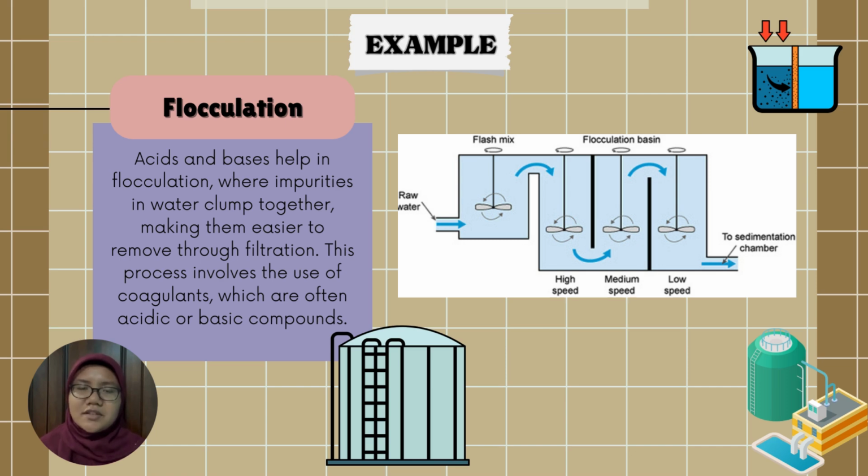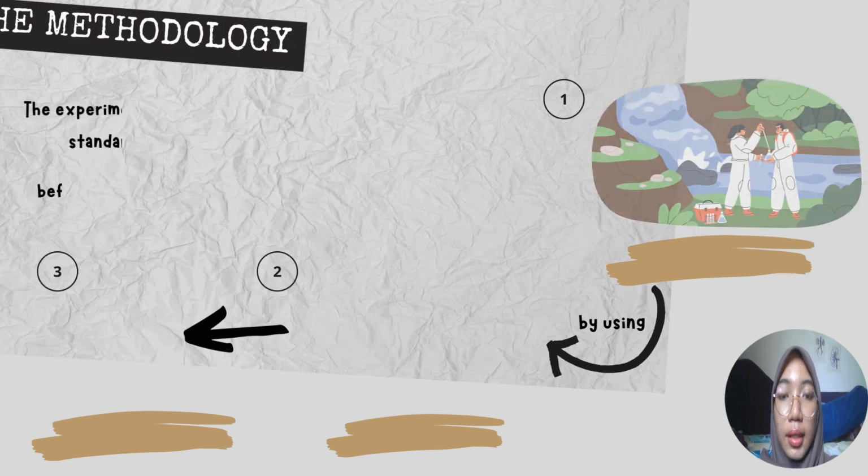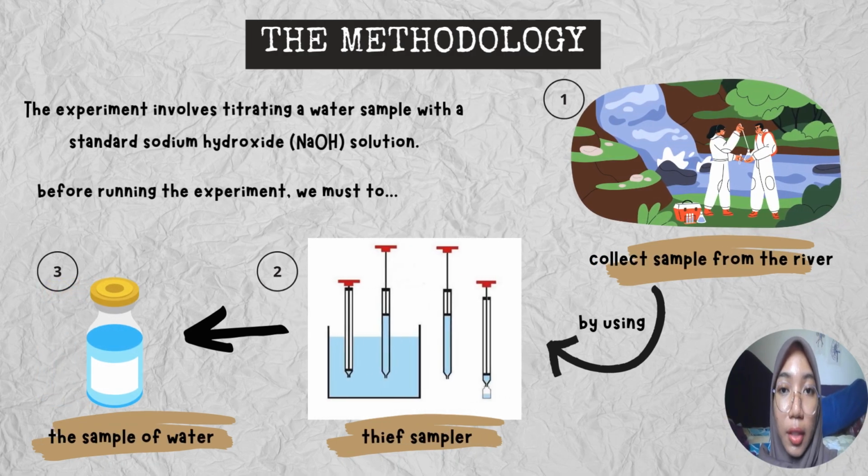Lastly, flocculation. Acids and bases help in flocculation, where impurities in water clump together, making them easy to remove through filtration. This process involves the use of coagulants, which are often acidic or basic compounds. Next, we will discuss the methodology.